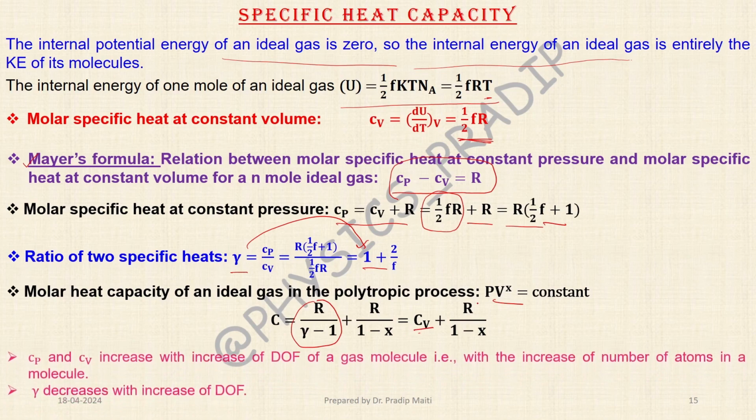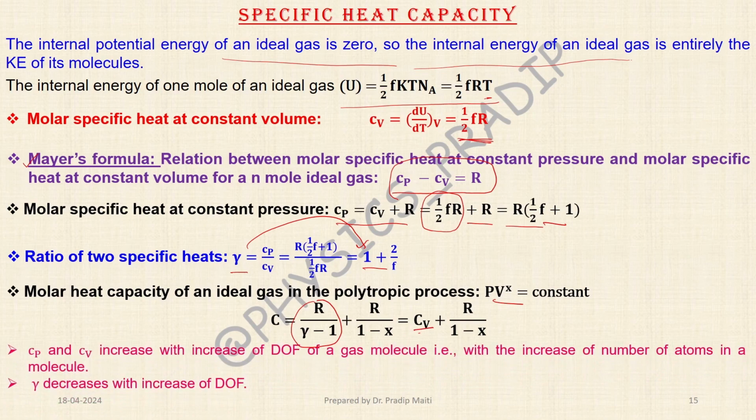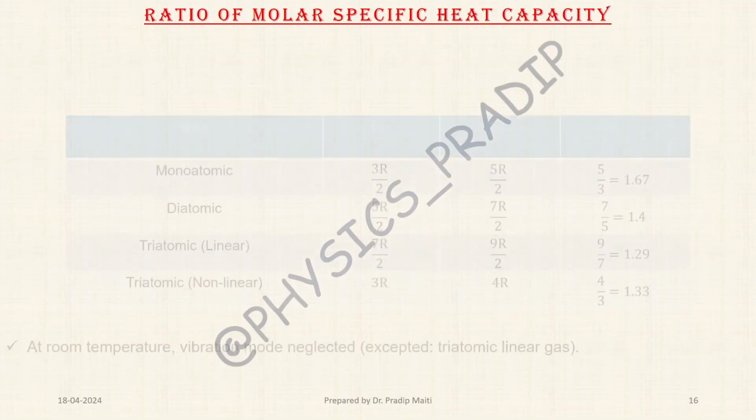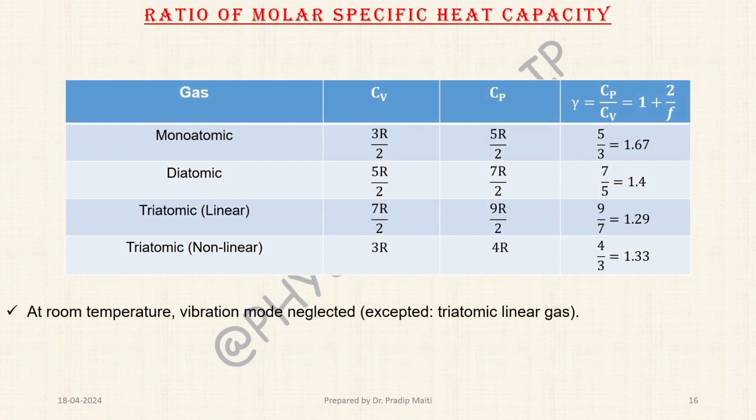Remember these relations. Here are two important points. Cp and Cv increase with increase of degrees of freedom of a gas molecule, I mean with the increase of the number of atoms in a molecule, and also the specific heat ratio gamma decreases with increase in degrees of freedom. Here is a table of the ratio of molar specific heat capacities. This table represents the ratio of molar specific heats Cp and Cv, that is gamma equals Cp by Cv, which equals 1 plus 2 by F.